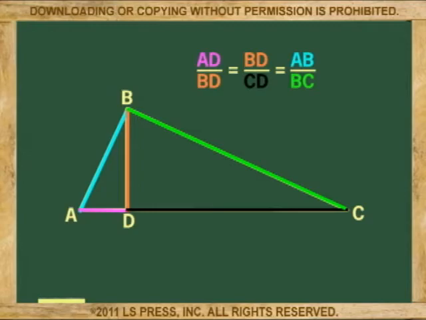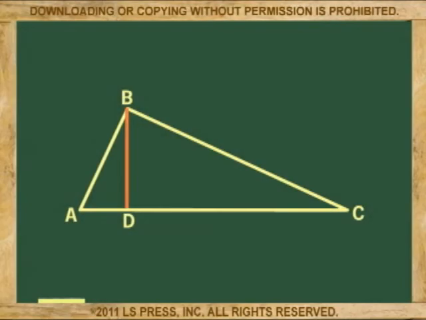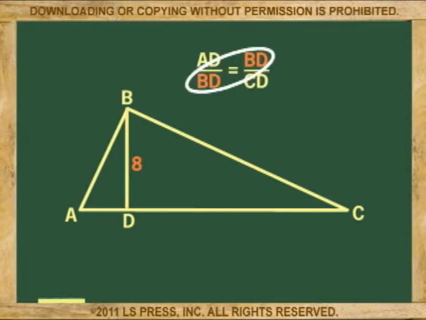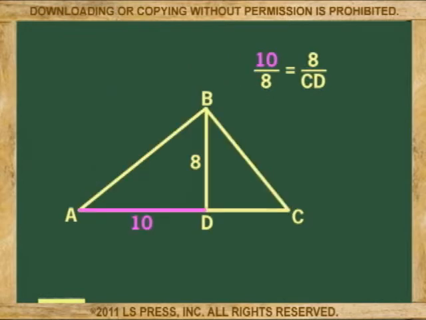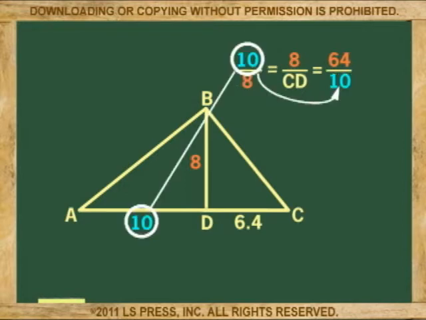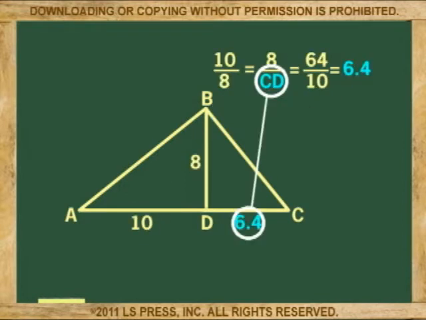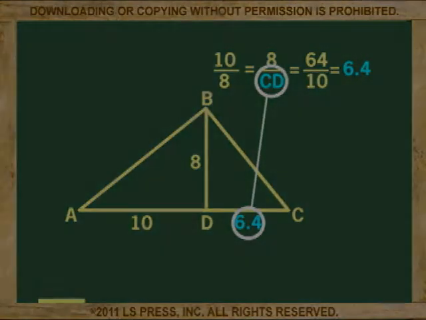Let's do some examples. If the altitude of a right triangle is 8, then the geometric mean in the proportion of the other sides is also 8, and controls how large the other sides will be. If the horizontal side of the left triangle is 10, then the horizontal side of the right triangle is 6.4. Why? Because 8 times 8 is 64, and 64 divided by 10 is 6.4. That is what the altitude does when it becomes the geometric mean.